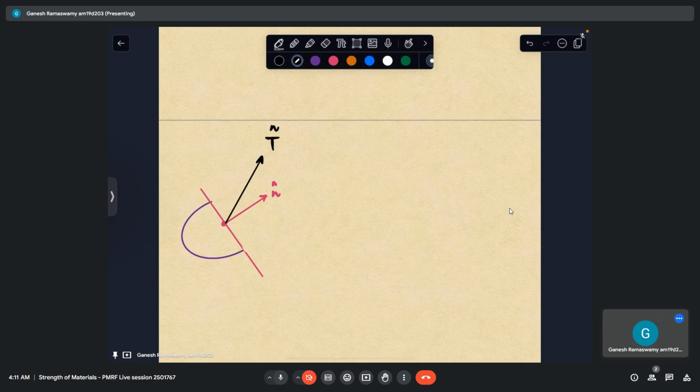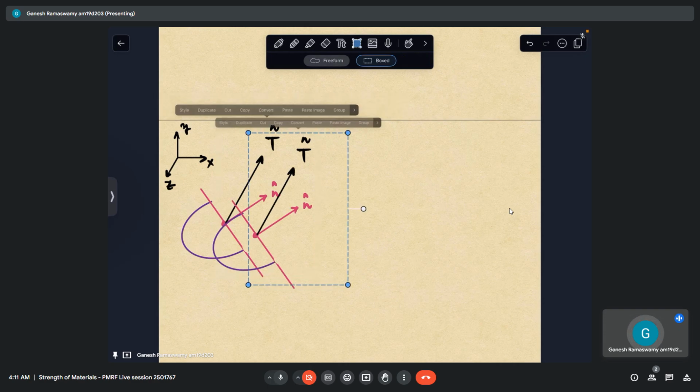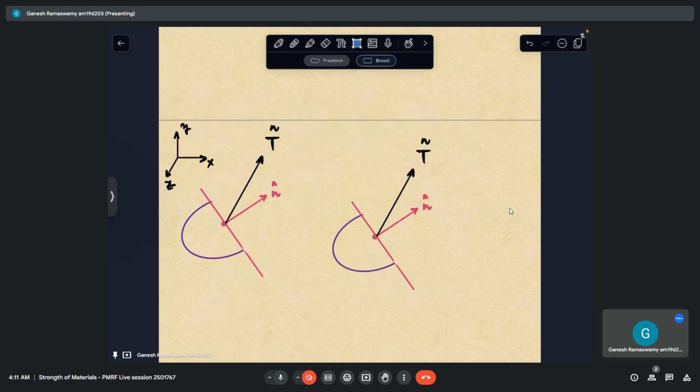Now we can see that we have our coordinate system like that. So this is x, y, z. Since this is a vector, we know that we can resolve this vector. For the moment, I am removing this n cap.